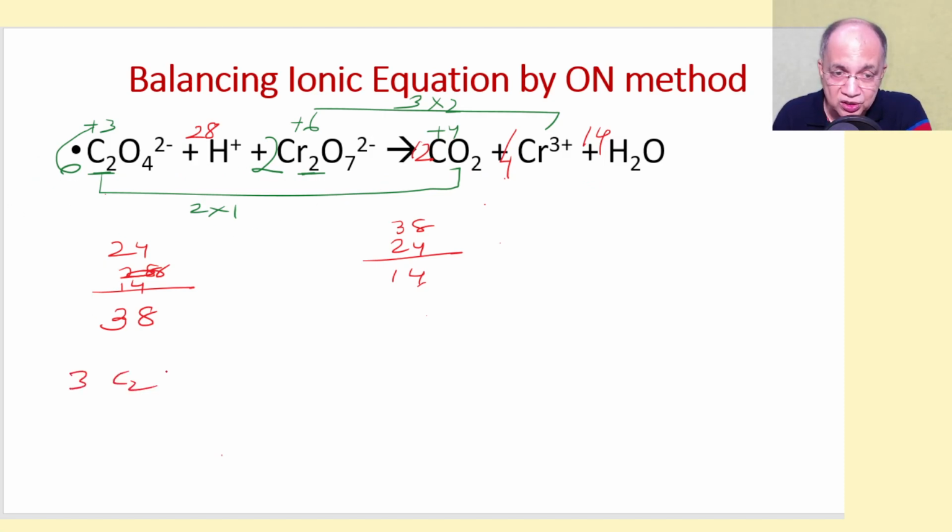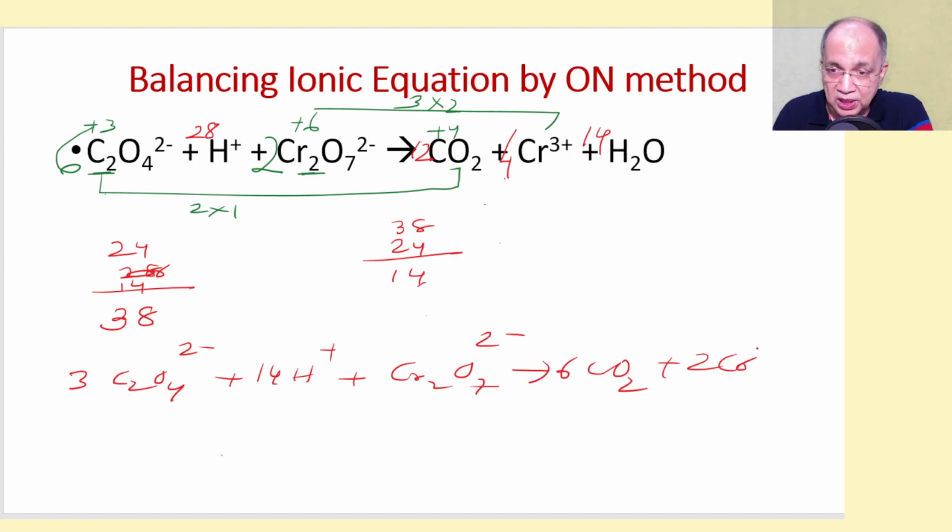So it will be 3 oxalate ion plus 14 H plus, plus 1 dichromate ion to give you 6 CO2 plus 2 Cr3 plus, plus 7 water. You can yourself check. 3 2s are -6 minus 2, that is -8 plus 14 plus 6, and here also plus 6. Charge wise also it is balanced.